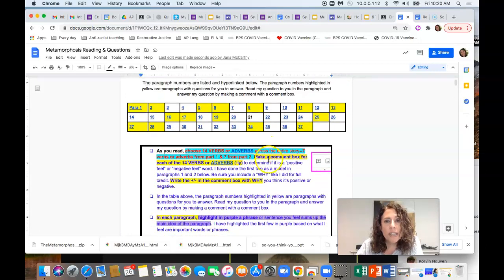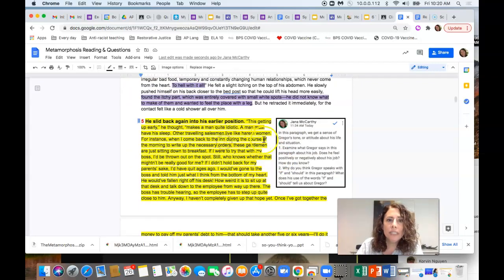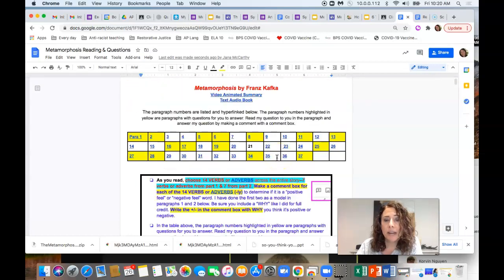And then I should see an answer wherever you see the yellow highlight. And whenever you see a comment box from me like this with a question, I need to see an answer in a comment box off to the side. There are 15 of those.